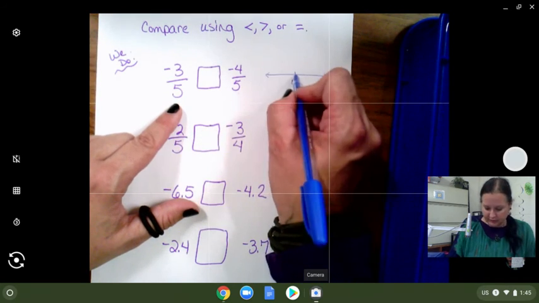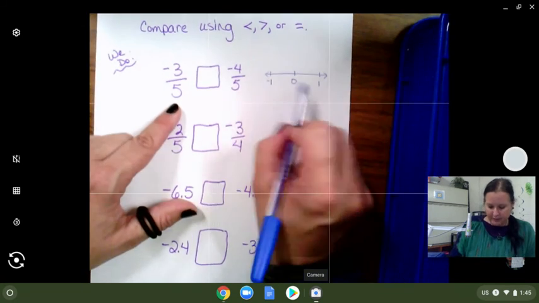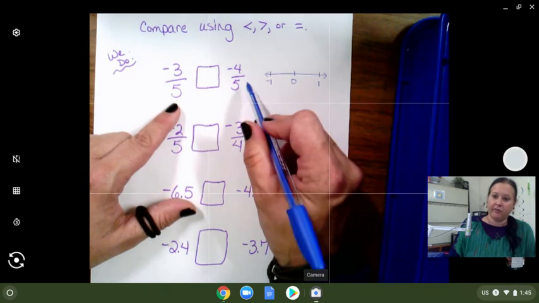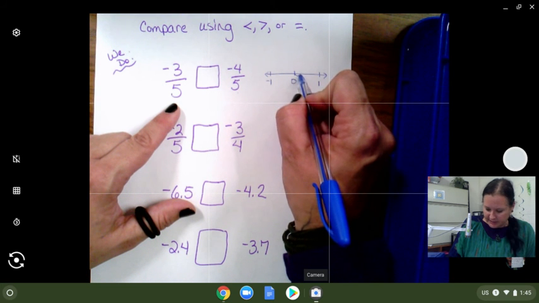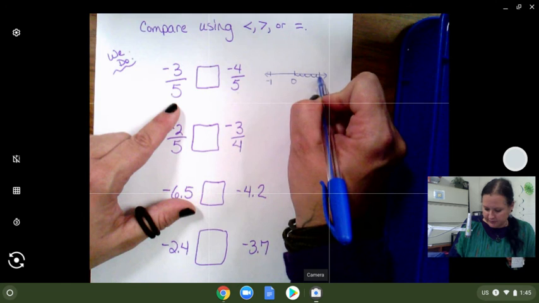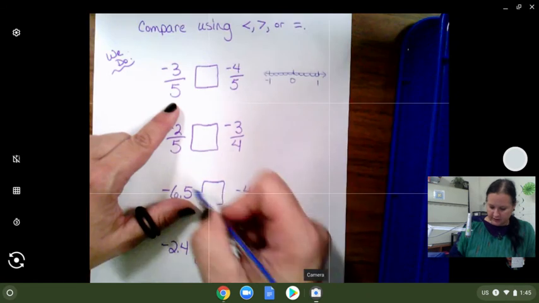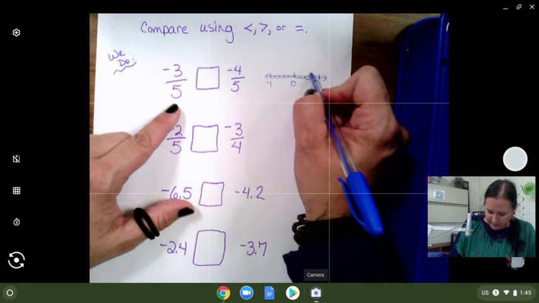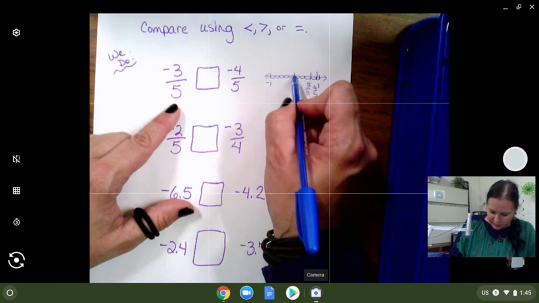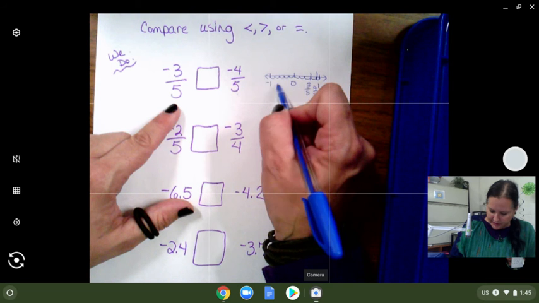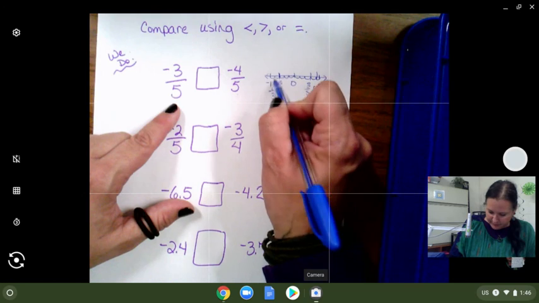These are both negative numbers, so they're going to come between 0 and -1. But I am going to first place them on my positive side and flip them over because that's easiest for me. So I'm going to cut my line into 5 pieces because my denominator is 5. If it were up here, this one would be 3/5, and this one would be 4/5. So I'd have to do 3 hops from the 0. 1, 2, 3. This would be my -3/5, and my -4/5 would be right up here.